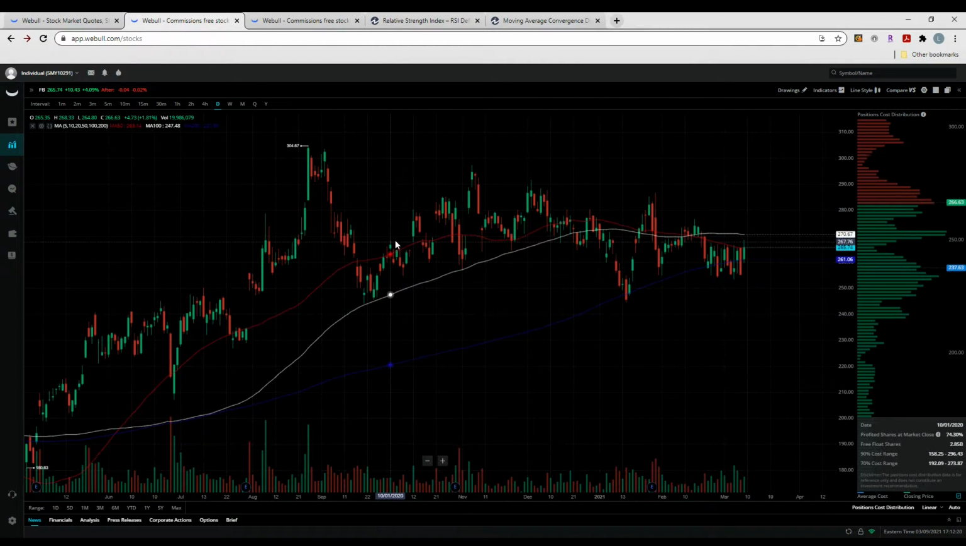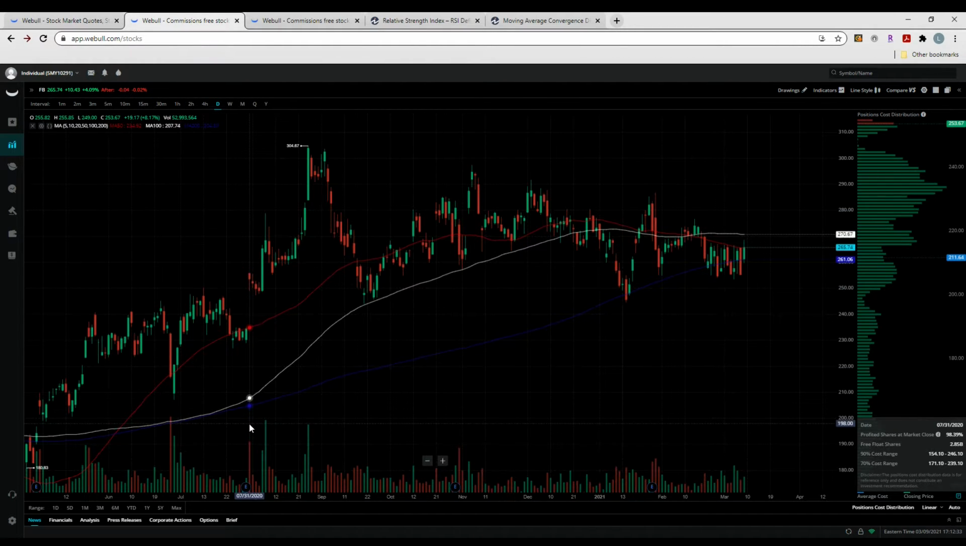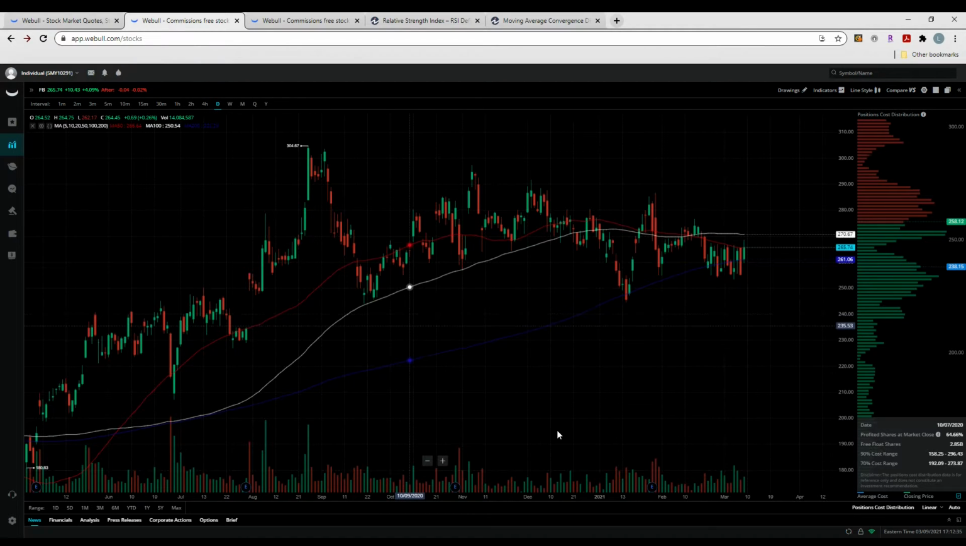A whipsaw occurs when the price crosses over the MA, showing a potential buy or sell signal, then quickly reversing back over and showing the opposite signal. This tends to happen more frequently when using shorter period averages like 20 or 50, and less frequently when using longer averages like 100 or 200.